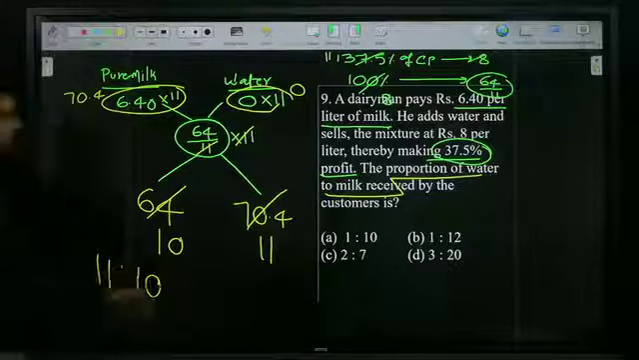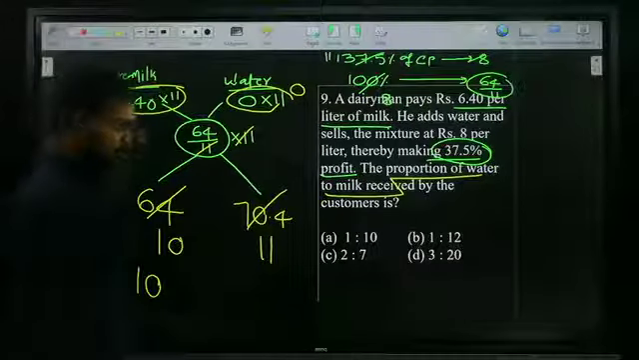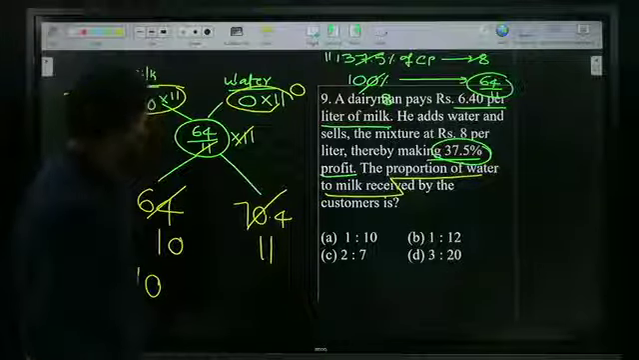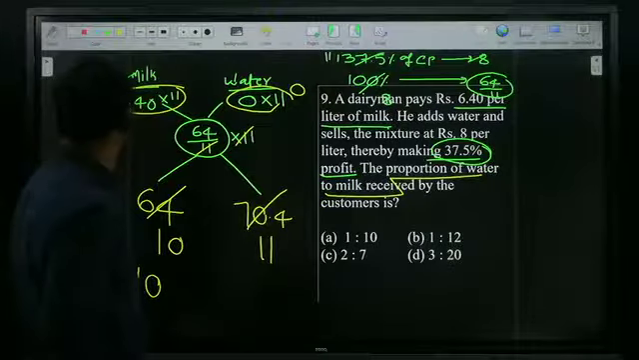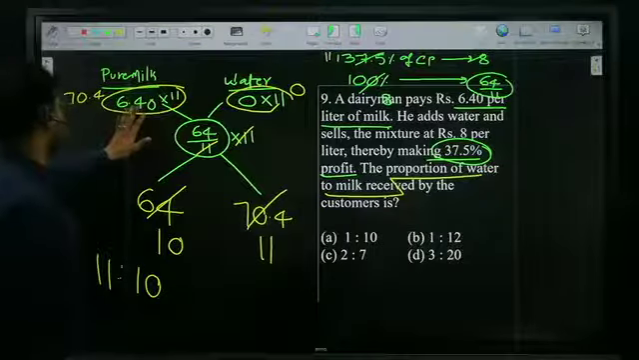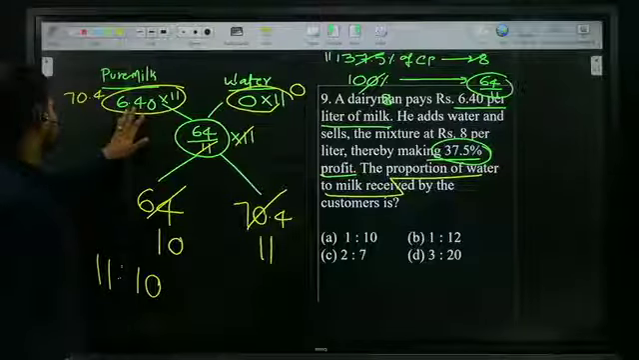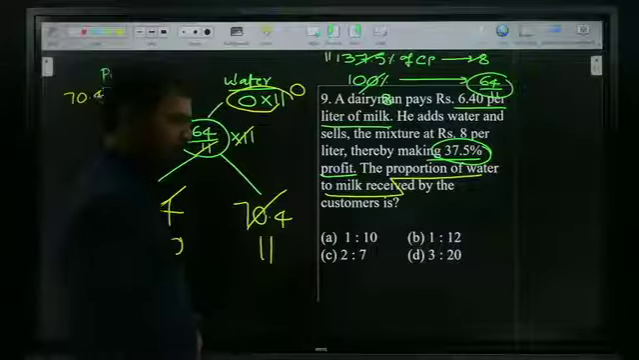So they have given options, is it there or not? Wait. 11, 6, 11, 10, 6.64. 64 plus 6 is 70, 70.4. Karthikeyan, what?